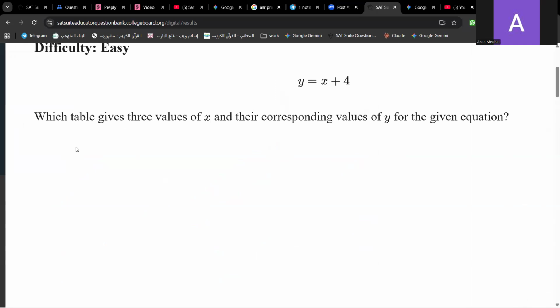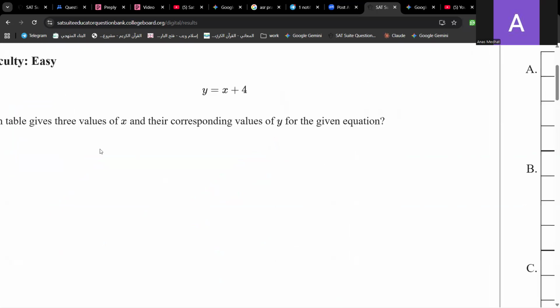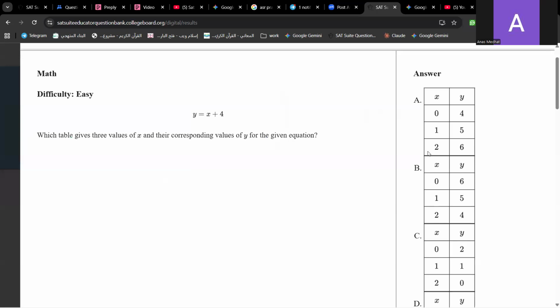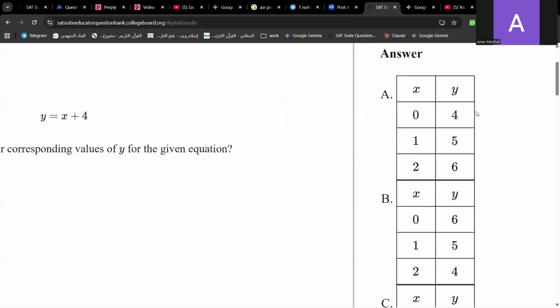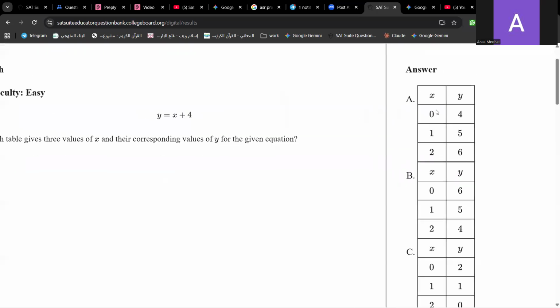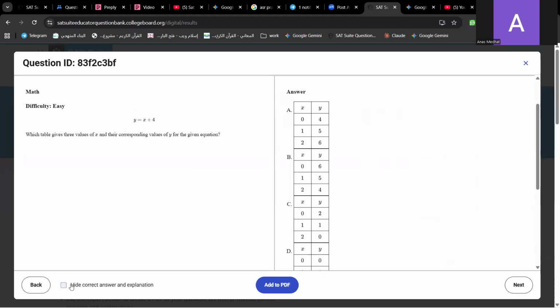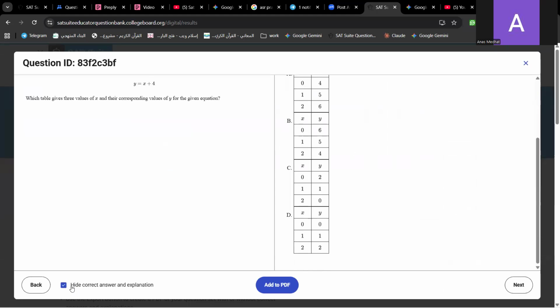Which table gives three values of x and the corresponding values of y for the given equation? In order to solve this question, you can try and error. Let's see. First one, x is 0, y is 4, correct. X is 1, y is 5, correct. X is 2, y is 6, correct. So the answer is A. You don't need to see the rest. See the answer.